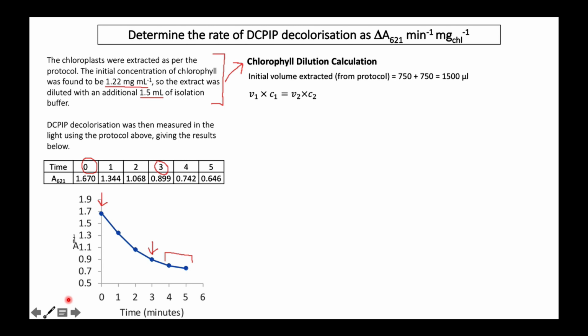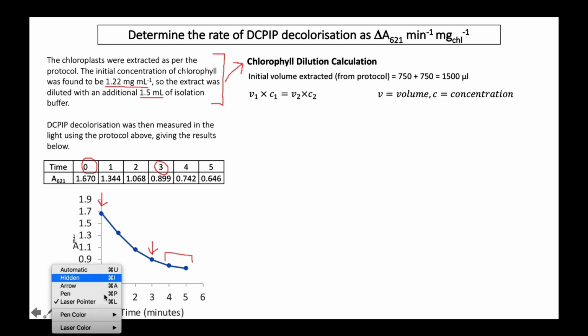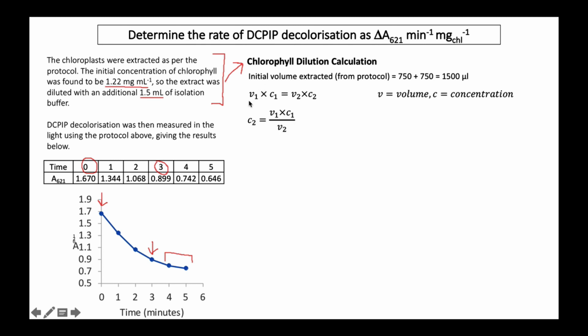That is V1C1 equals V2C2. In this equation, V is volume and C is concentration. On the left-hand side is the undiluted, and then this is the diluted. If I rearrange the equation, what we're trying to find is this C2, the diluted concentration. That's the thing we're trying to find out in this equation. So rearranged, C2 equals V1C1 over V2.